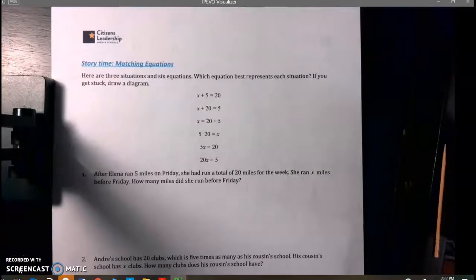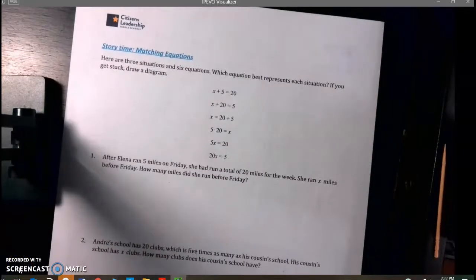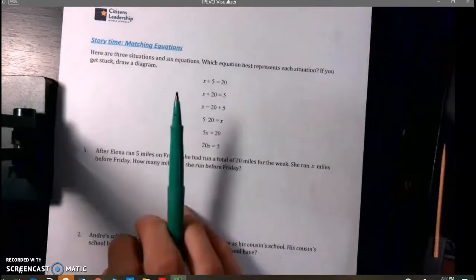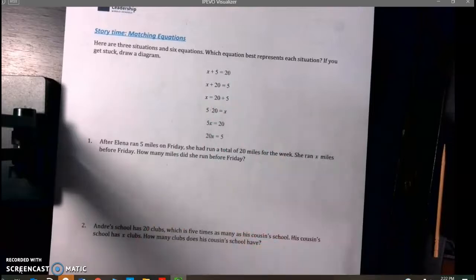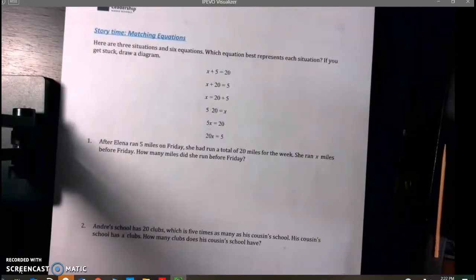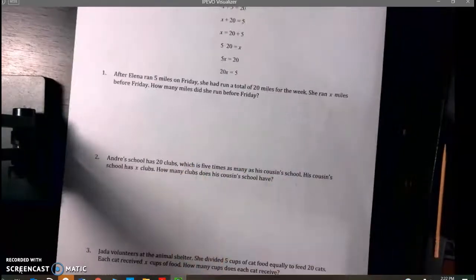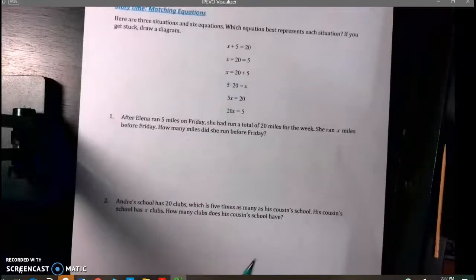Alright, so our next activity here is called story time, matching equations. So the instructions. Here are 3 situations, numbers 1, 2, and 3. And we are given 6 different equations, and we only need 3 of them. 3 of them will be used to represent these 3 situations. So that's the cool thing about variables and algebra, is that we can use these equations with a variable to figure out real world problems.